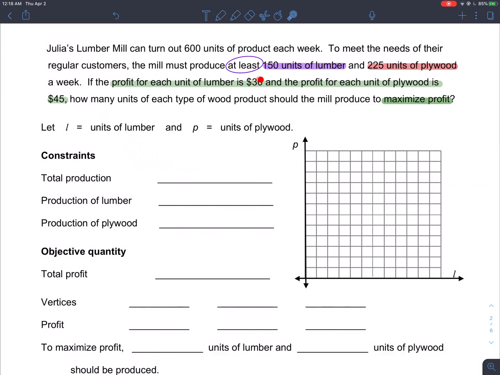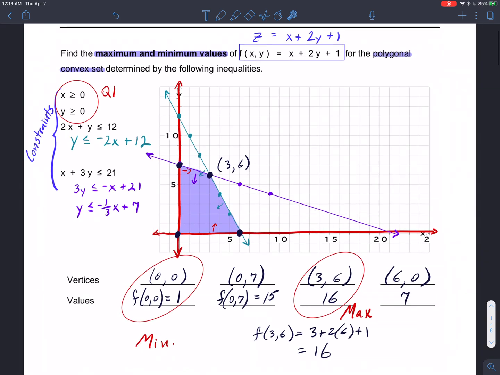So if L is units of lumber and P is units of plywood, and we are making $30 per piece of lumber and $45 per piece of plywood, then the total profit, which you can call capital P if you want, I'm just going to say T for total, is $30 per L plus $45 for each P. So that is my objective function. This is the function that I'm going to try to maximize, since they want us to maximize profit. If I go back to the original problem, it's like the function we started with here. It's our objective function that we tried to maximize.